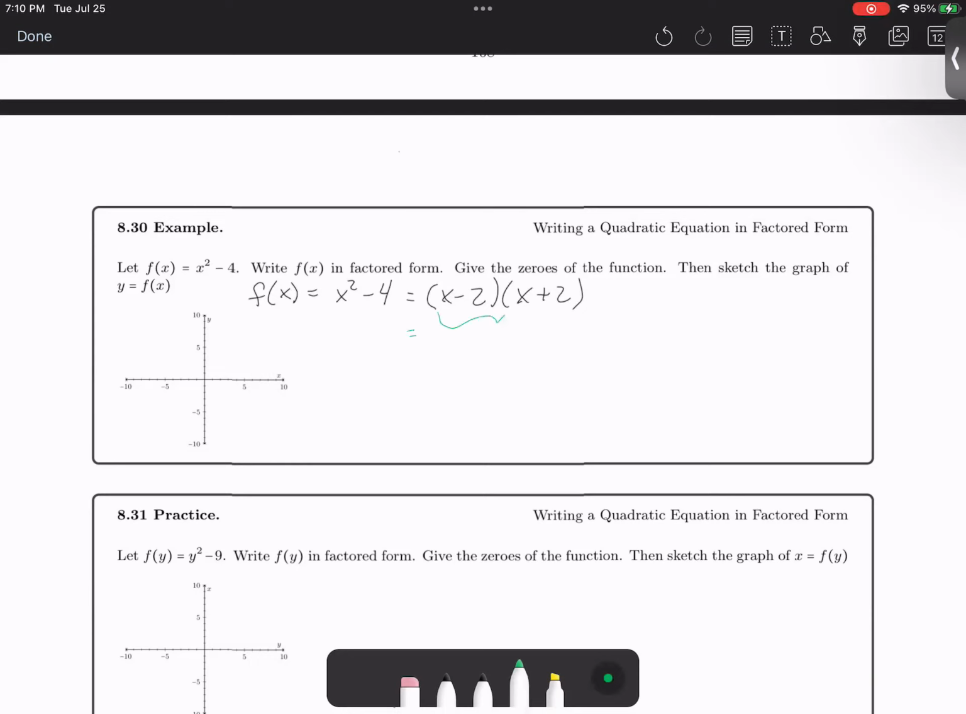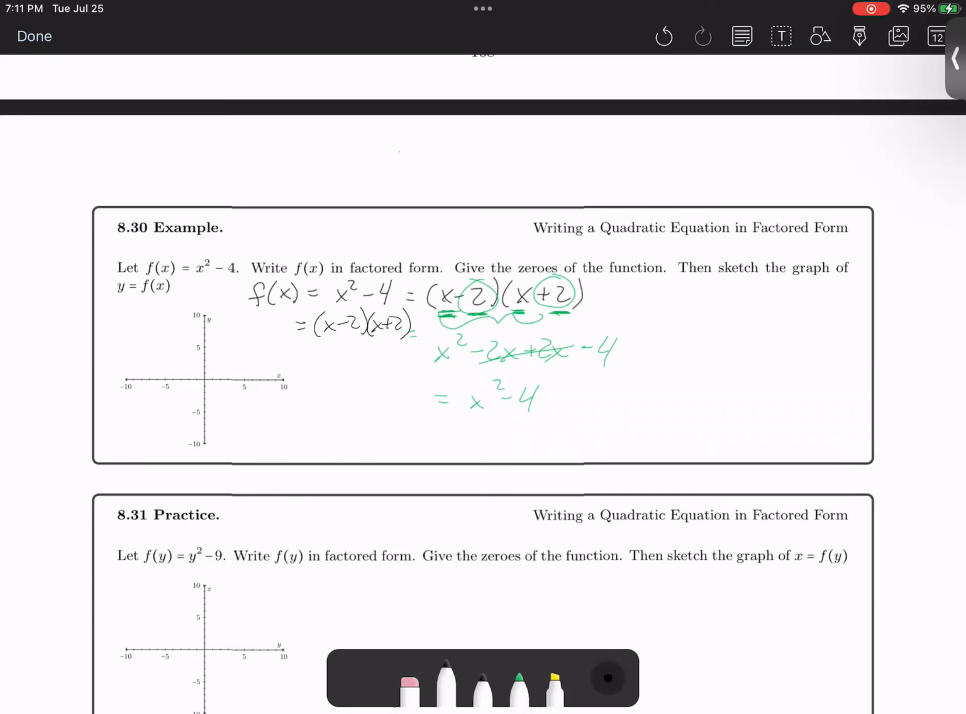If we were to multiply this through, you'd end up with an x squared. You'd end up with a minus 2x. But then you'd end up with that plus 2x. So that's why we don't have any middle terms. And then the minus 2 hits the 2, ends up with a minus 4. Yep, so this right here is a good factorization. X minus 2, x plus 2.